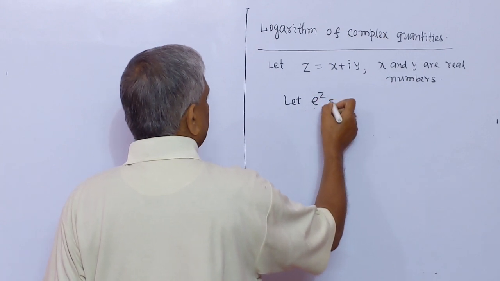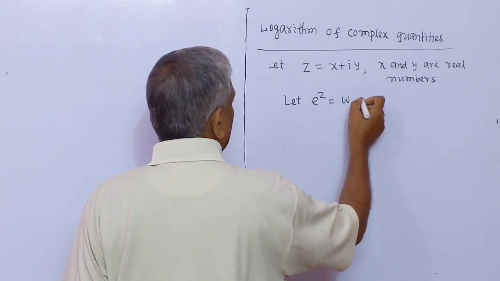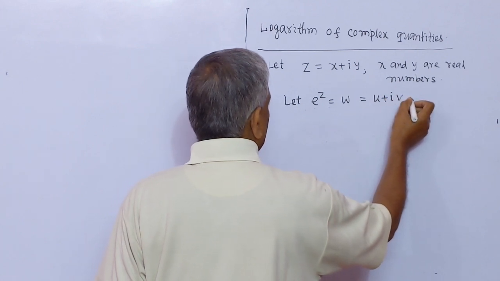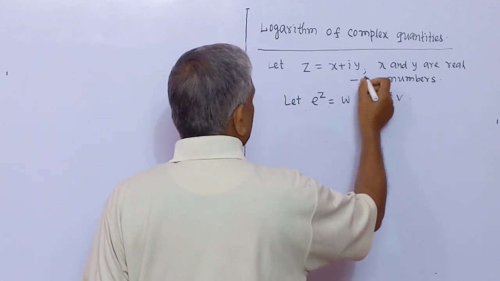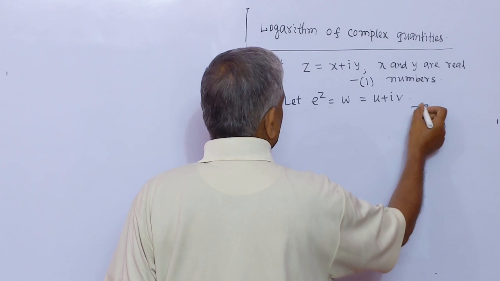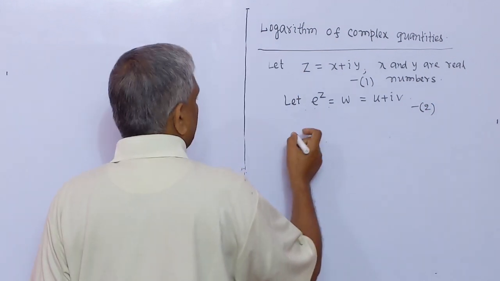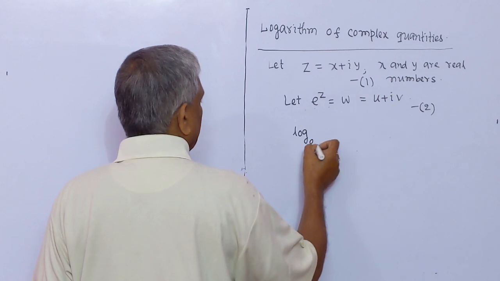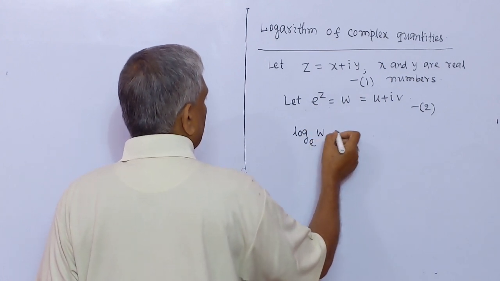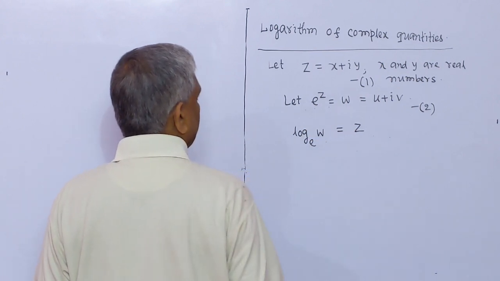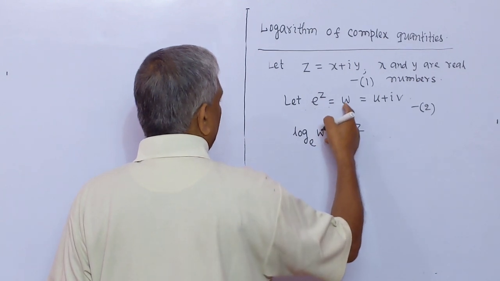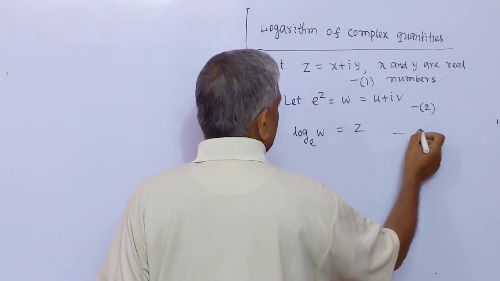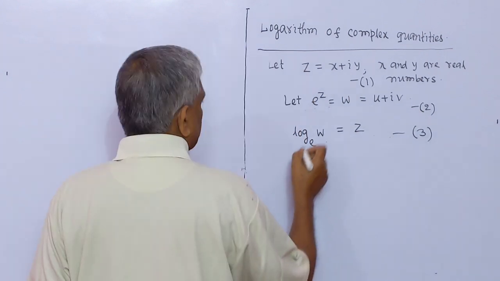Let e to the power z equal to w, and w equal to u plus iv. This is number 1. This is number 2. From here we get log base e w equal to z. So the logarithm of w is z. This is number 3.